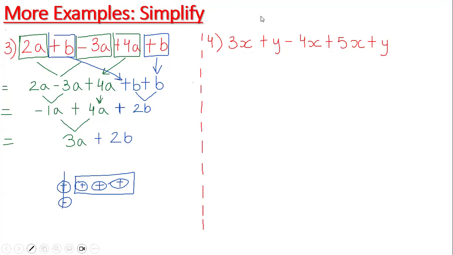Go ahead, Sashanik. Help me with number 4. So we are going to bring down all the x's. So we're going to say 3x. It's going to be what? 3x minus 4x. Good. Plus 5x. Good. So we have 3x is going to be equal to 3x. What else? Minus 4x.